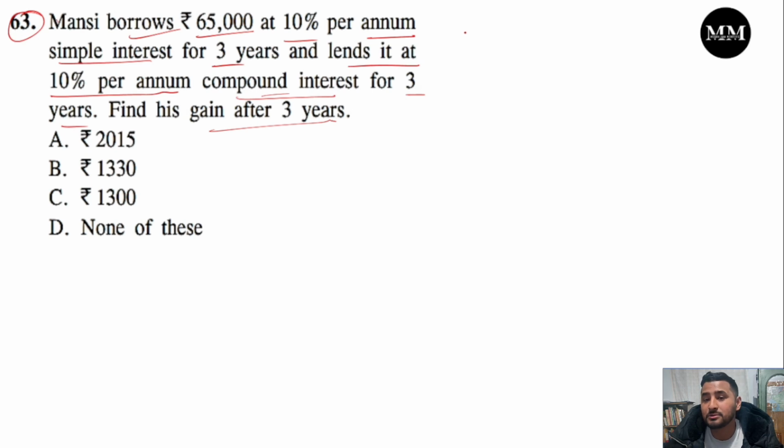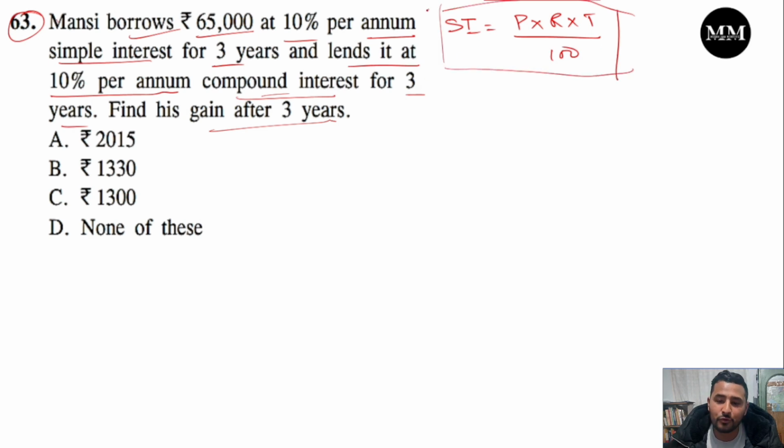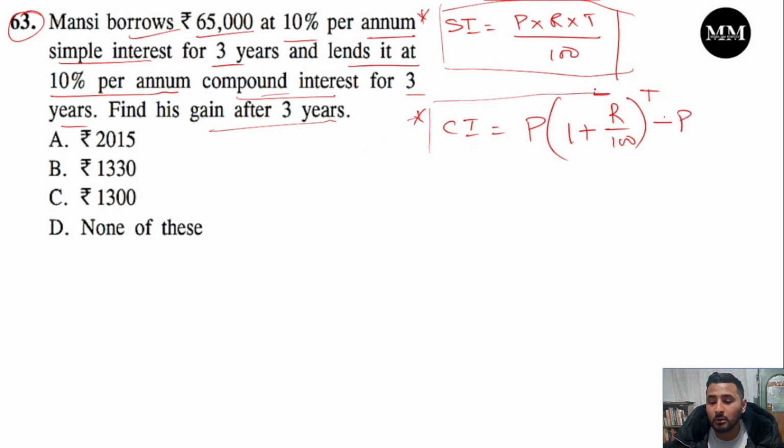For simple interest and compound interest, we have already given the formula, so let me write it down again. For simple interest, the formula is principal into rate into time divided by 100. And for compound interest, it is principal into 1 plus rate by 100, that is our percent, to the power time, minus principal amount again. So let me show you what they have given here.